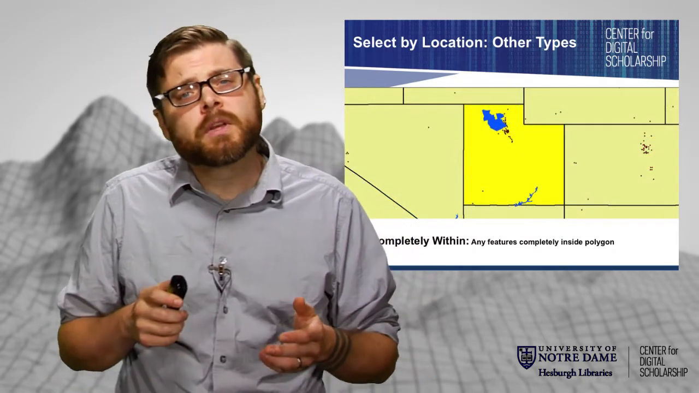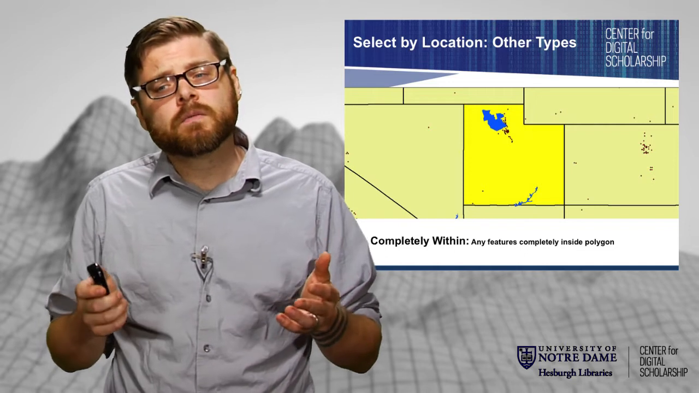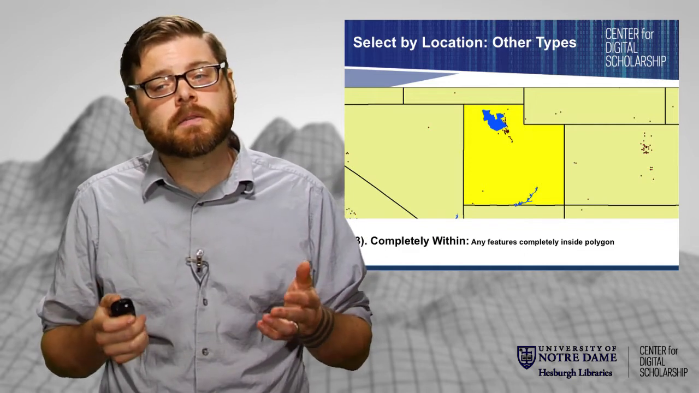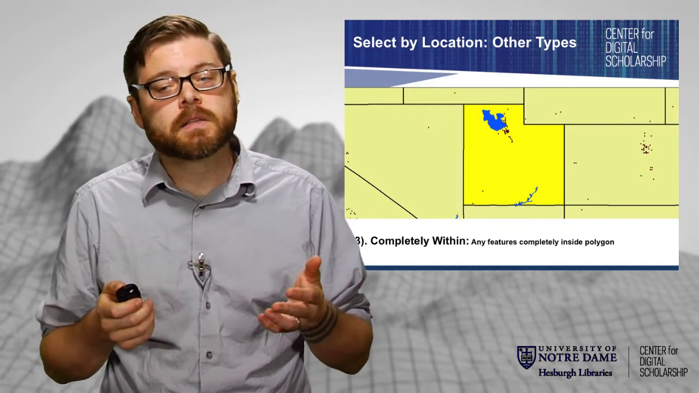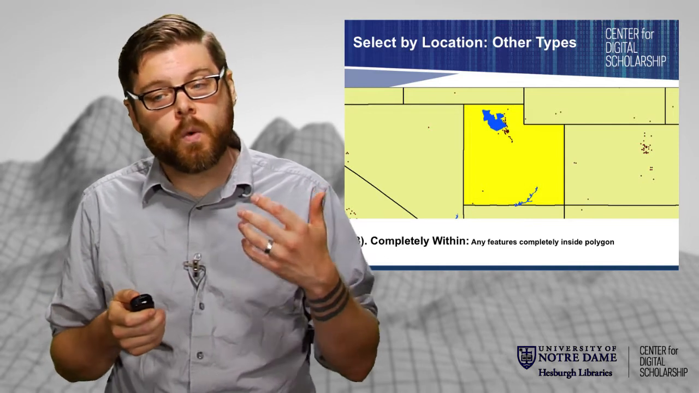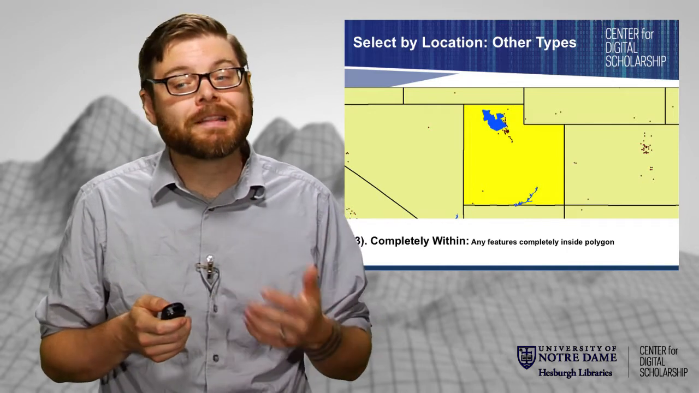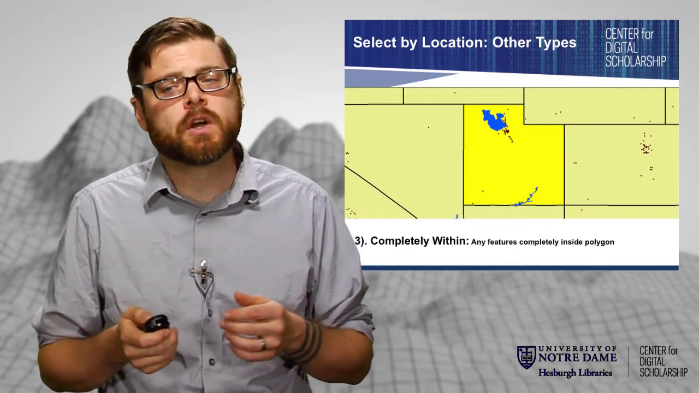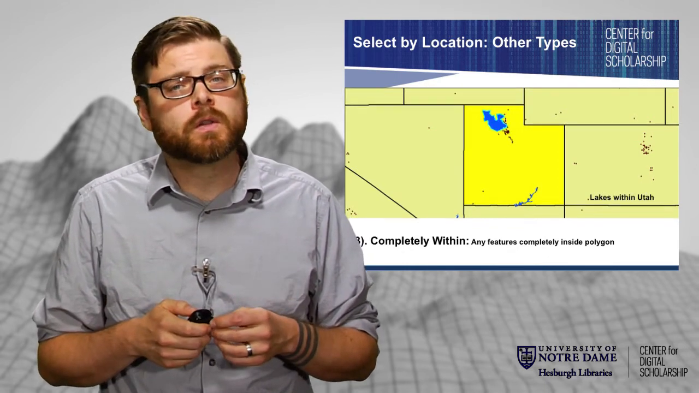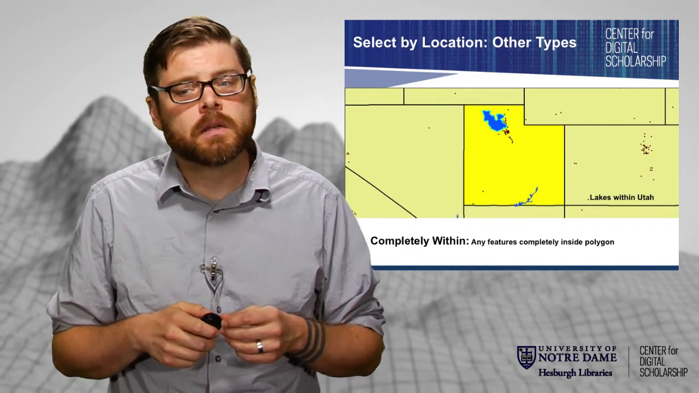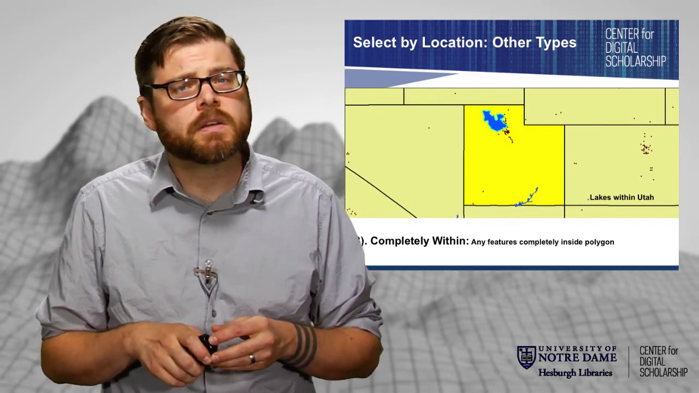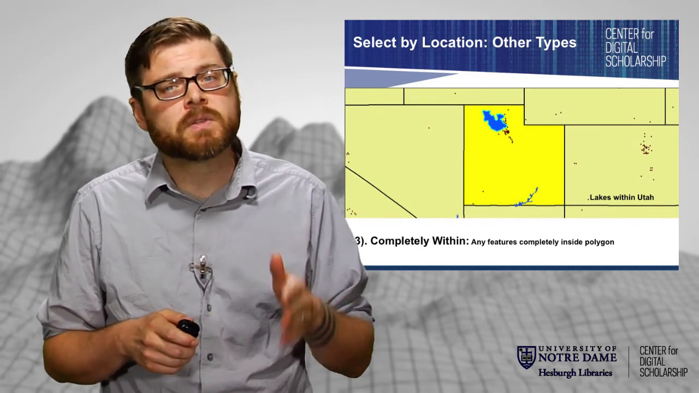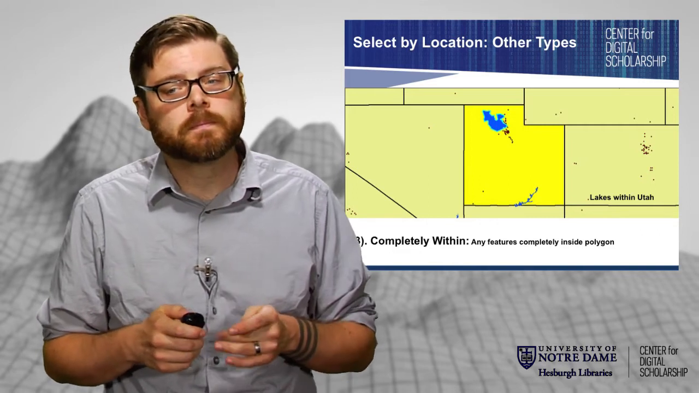Now there are other more complicated ones. We can look at completely within relationships. So if I select Utah here, I can select afterwards, I can query what lakes are completely within the geometry of Utah. And you see the Great Salt Lake comes up here as being selected, but Lake Powell down in the south does not, because there's a part of it that goes outside of the boundaries of Utah.